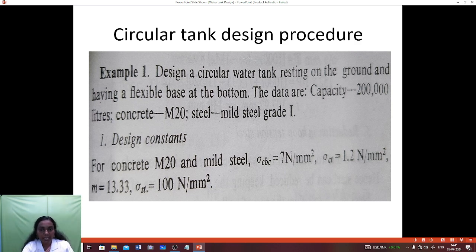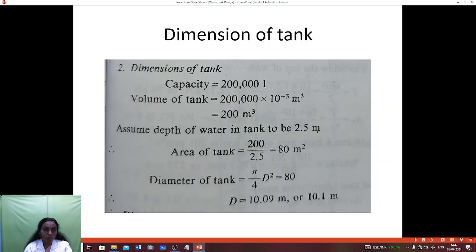Design a circular water tank resting on the ground and having a flexible base at the bottom. The data are: capacity 2 lakh liters, concrete M20 grade and mild steel grade 1. The given concepts: M20 grade means sigma CBC value is 7 Newton per mm square, sigma Ct is 1.2 Newton per mm square, m value is 13.3 and sigma St is 100 Newton per mm square as per the IS code values.